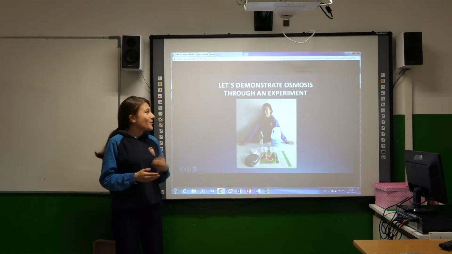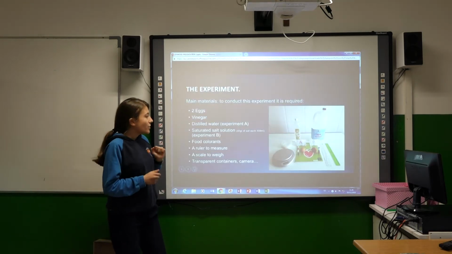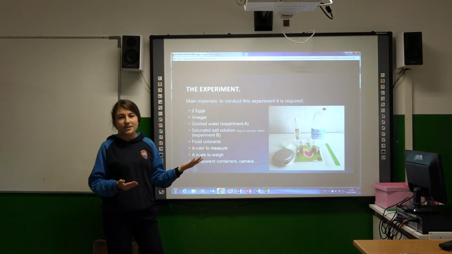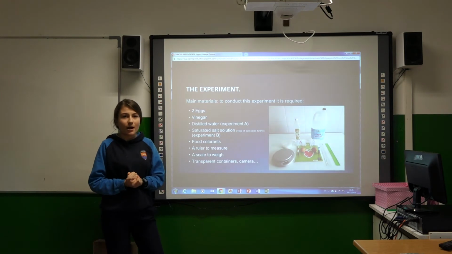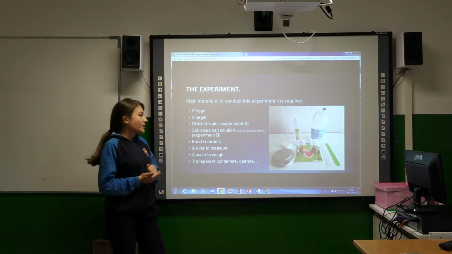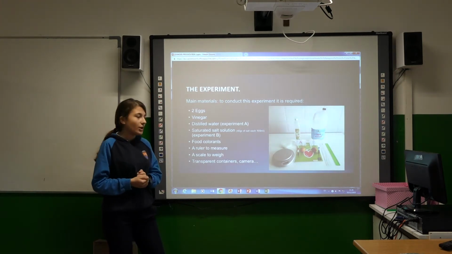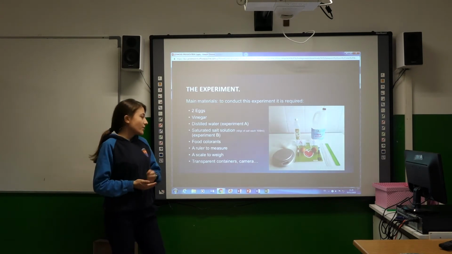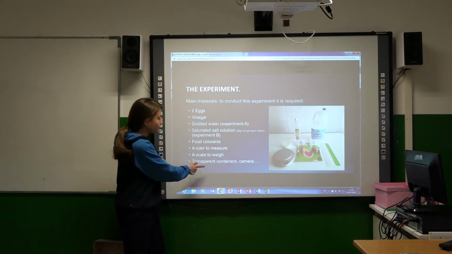Let's demonstrate osmosis through this experiment. To carry out this experiment, we need these materials: 2 eggs, vinegar, distilled water, a saturated salt solution, colorants, a radar thermometer, a scale, transparent containers, and a camera.